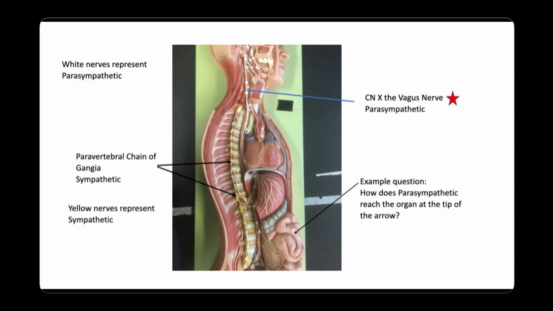So that's your overview on the autonomic nervous system. Two branches constantly balancing each other to maintain homeostasis. Remember, sympathetic gets you ready for fight or flight. Parasympathetic helps you rest and repair.